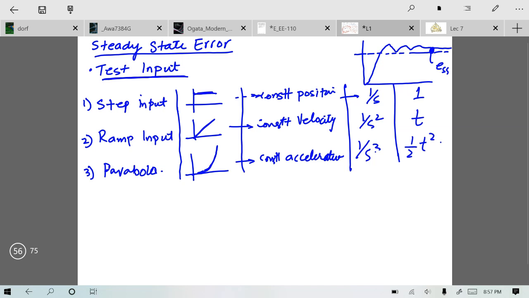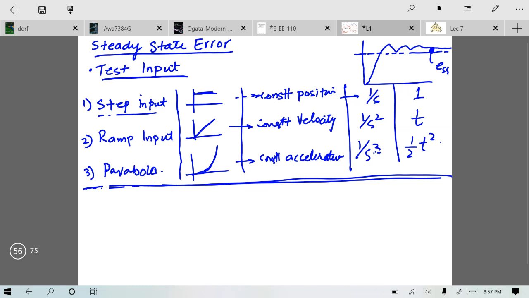So these three inputs, step, ramp, and parabola, can be used as a test input for any system. If that system is designed for a step input, then giving this step input as a test signal will give you minimum steady state error. However, if the system is designed for step input and you are giving it ramp as a test signal, then obviously the steady state error will increase. And if the system is designed for ramp and your test signal is also ramp, then obviously the system will have minimum steady state error.